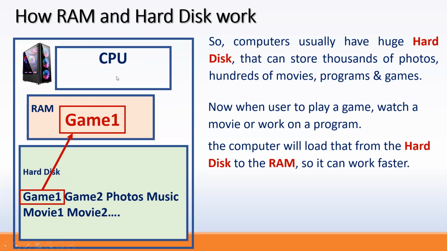Now I can work on it, and I can work on it fast because the CPU and the RAM will work together on that game and things will be fast. When I finish with it, I close it, I open something else, that something else will come to the RAM and I have no problem. Clear?